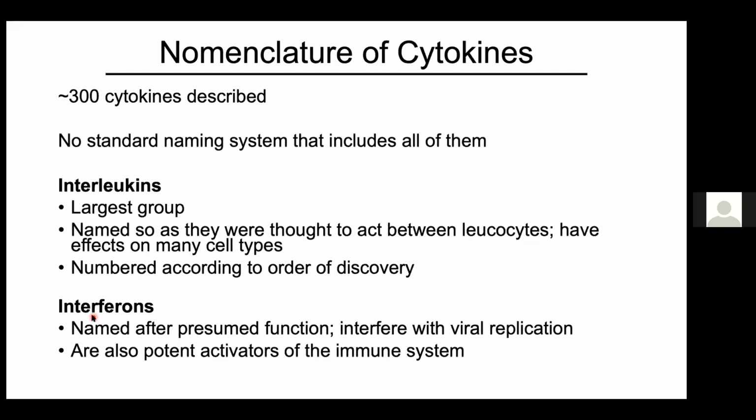So they were named so because they interfere with viral replication, okay? And they're actually very potent activators of the immune system. There are two major groups of interferons, the type 1 and type 2. The type 1s are the ones that are mainly involved in interfering with viral replication. That's interferon alpha and interferon beta. Okay, and these are very important.